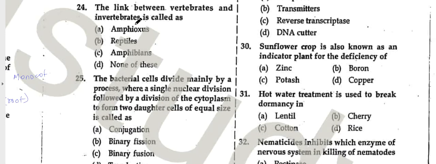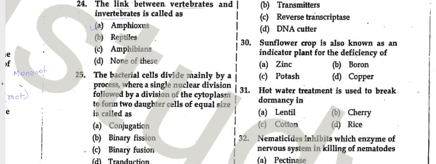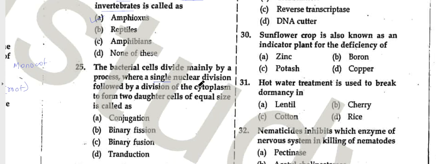The next question is the link between the vertebrates and invertebrates. The link is known as amphioxus. The bacterial cells divide mainly by a process where a single nuclear division is followed by a division of the cytoplasm, to form two daughter cells of equal size. This is known as binary fission, mainly seen in bacterial replication, where the nucleus first becomes two and then there is cytoplasmic division forming two daughter cells. So this is binary fission.